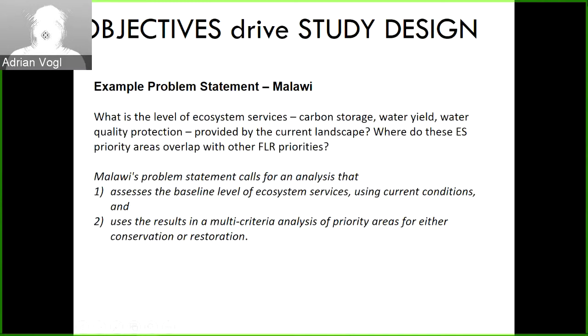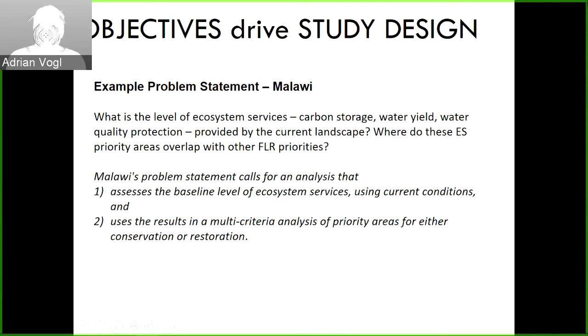So to start with, we have an example problem statement from Malawi. And in this case, they're really interested in what is the current level of ecosystem services provided by the landscape: carbon storage, water yield, water quality protection. And where do these ecosystem service priority areas overlap with other FLR priorities?